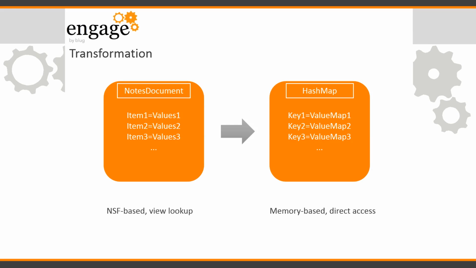Managed beans can be persisted on the server, so it's not possible with Notes objects. So I want to transform the parts, in this case, of that Notes document to something I can handle. The Notes document is NSF based, and you have to use a view to look it up. So it's also a performance question. The HashMap is memory based. As I said, you can store it in your managed bean, and you can access it directly. And this is blazing fast.